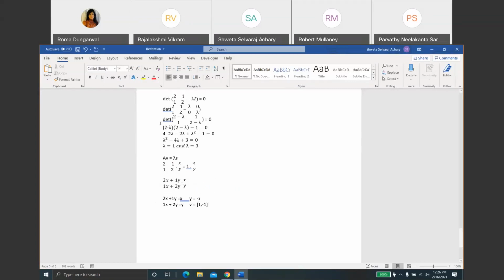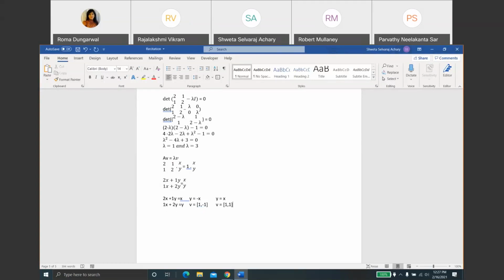Now we did this for lambda equals to 1. Similarly, if you do it for lambda equal to 3, this side will be the same. Here it will be 3x and 3y. So it will be 2x plus y equal to 3x and 1x plus 2y equals to 3y, which will give you the equation y is equal to x. So if you put the value of x as 1, you will get the value of y as 1, which means your next eigenvector for lambda equals to 3 will be 1 comma 1. And this is your eigenvalue and eigenvector.